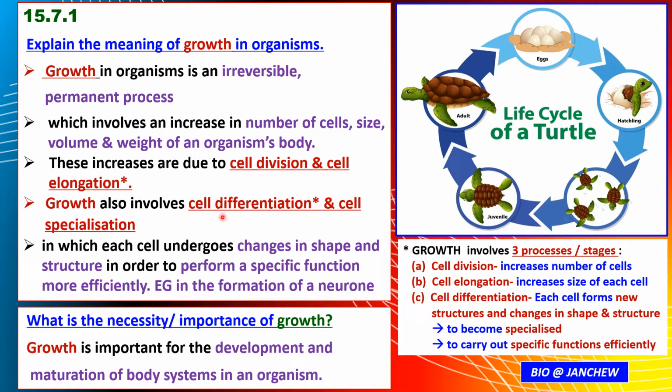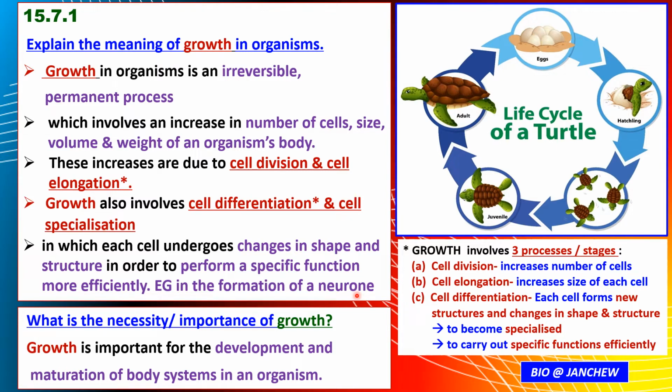So finally, growth also involves one more process called cell differentiation. What does it mean? Cell differentiation is a process in which each cell undergoes changes in shape and structure in order to perform a specific function more efficiently, right? So cell differentiation means the process where a young cell, as it develops, will change in shape and structure. That's cell differentiation. For example, in the formation of a neuron. Okay, so a neuron is a nerve cell.